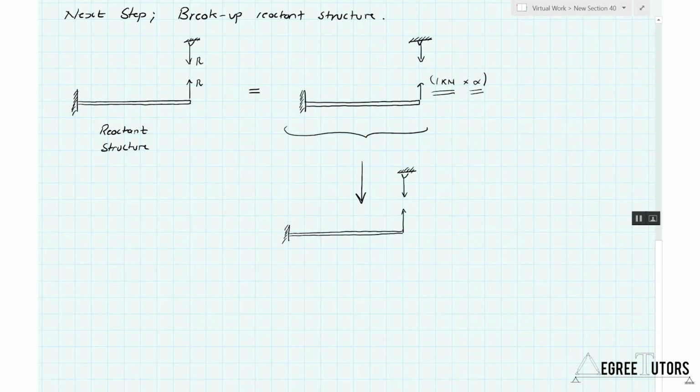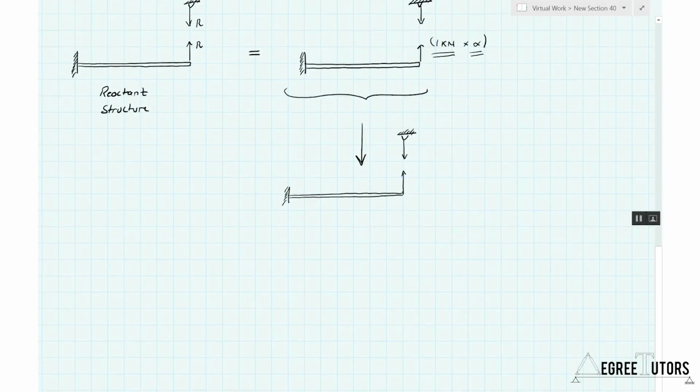So we know we can apply 1 kilonewton on the end here. Now, all of a sudden, that becomes a structure we can analyse, because all that is a cantilever with an upward force of 1 kilonewton on the end. We're going to take that, which I can analyse, and somehow we multiply it by some scaling factor alpha.